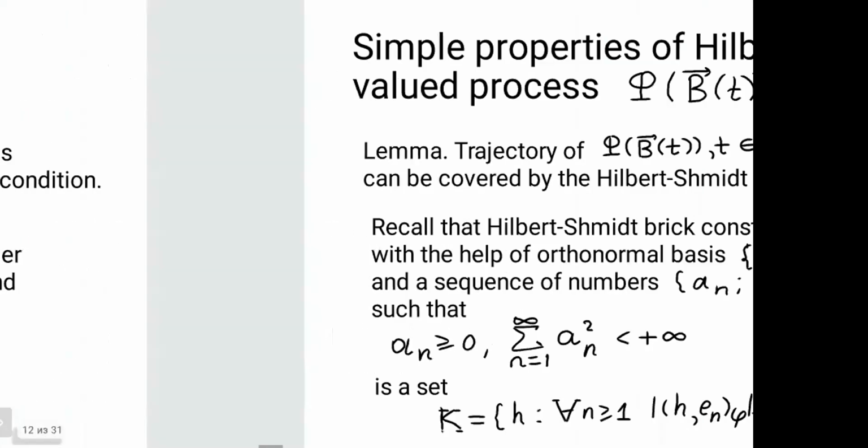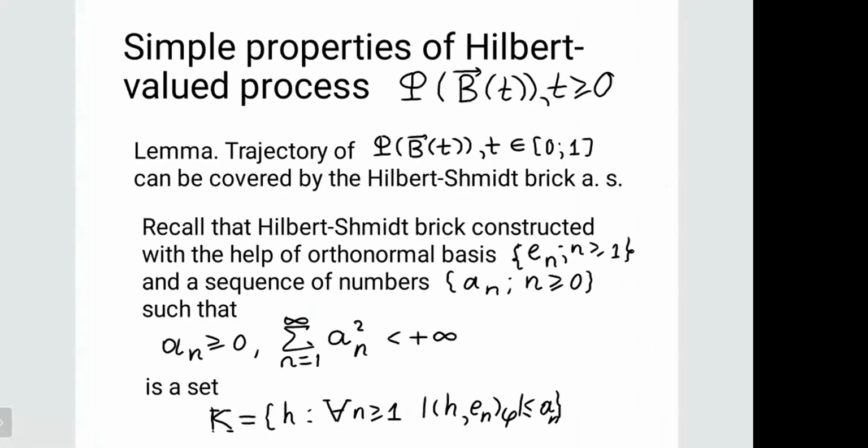Now let me recall the connection between the continuity of white noise processes and geometric properties of subsets in Hilbert space. Let us note that the trajectory of phi capital BT can be covered by a Hilbert-Schmidt brick. Let me recall what a Hilbert-Schmidt brick is. It is constructed with the help of an orthonormal basis and a sequence of non-negative numbers a_n such that the series of squares converges. And a question: is this brick the same for all omega?